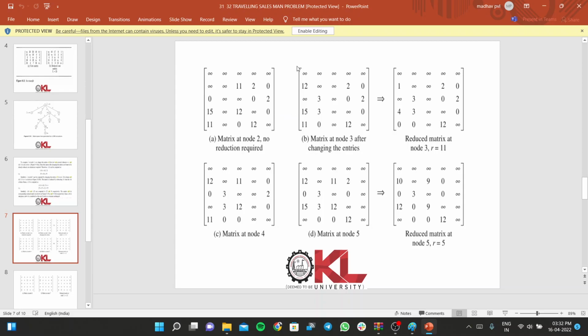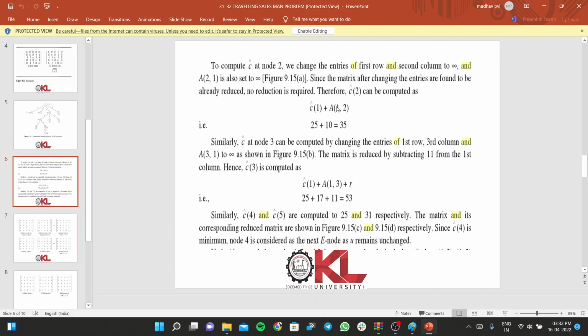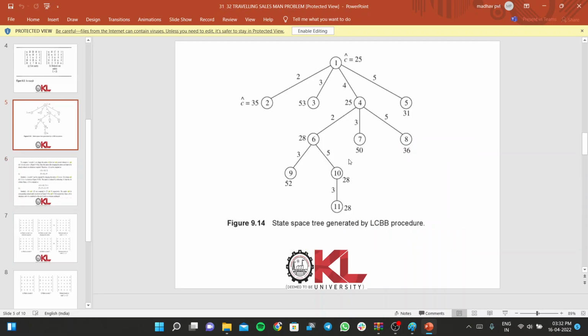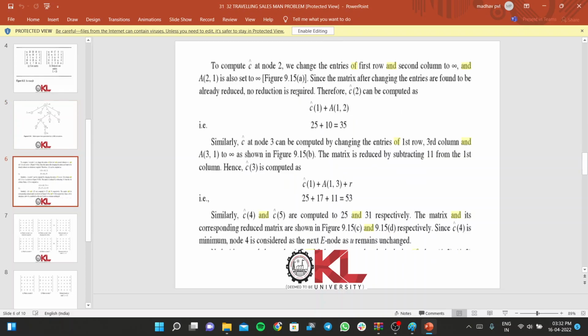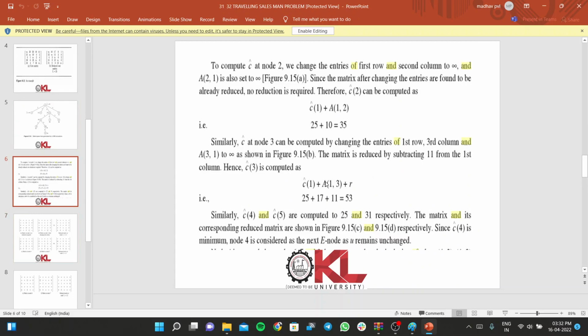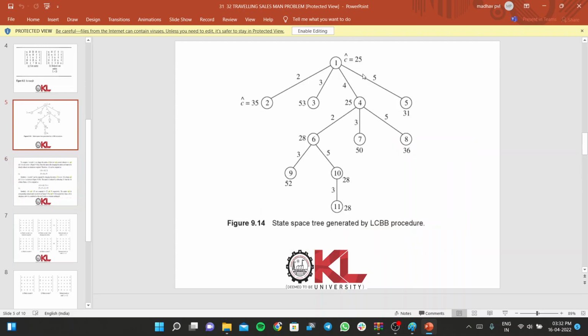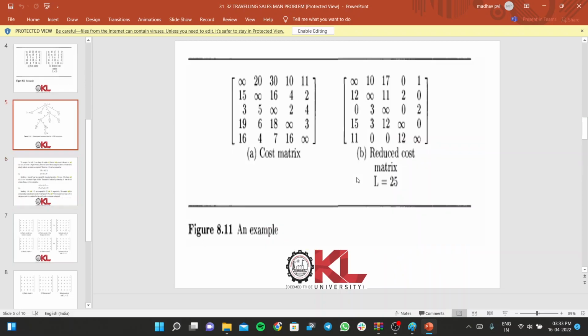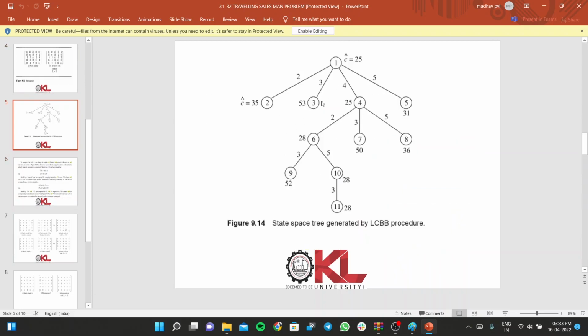If there are zeros, then we can leave it like that. If they do not have zeros as minimum values, we need to perform the row reduction and column reduction. After that, we apply this formula, C of 1. If the value is 0, then we can write 0, and otherwise C of 1 is this 25. Then we need to calculate the value according to the state space for 1 comma 2.